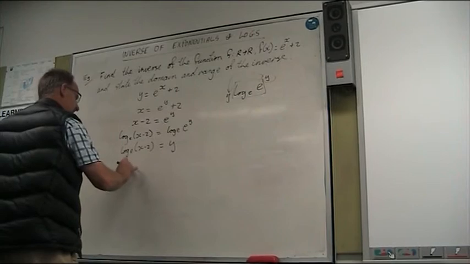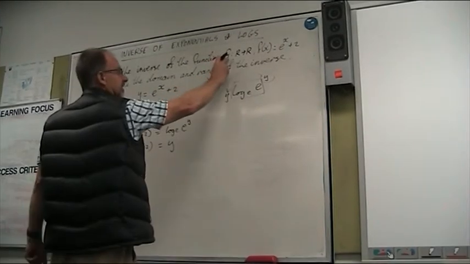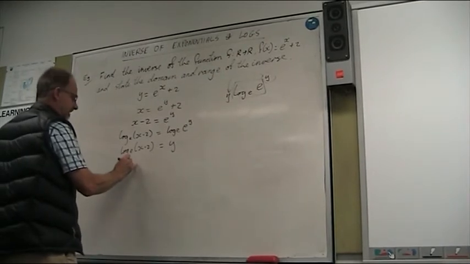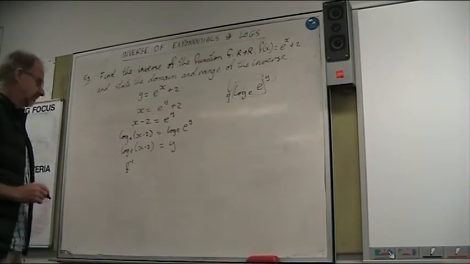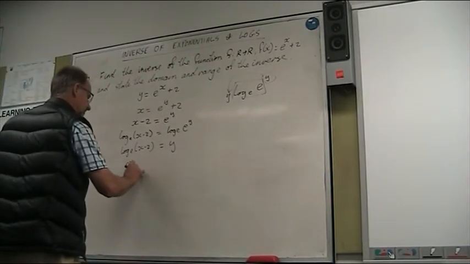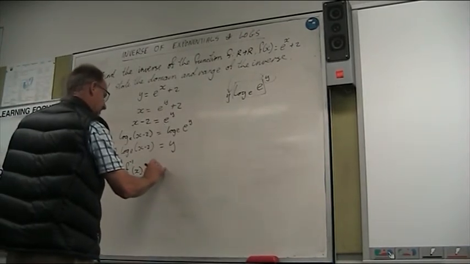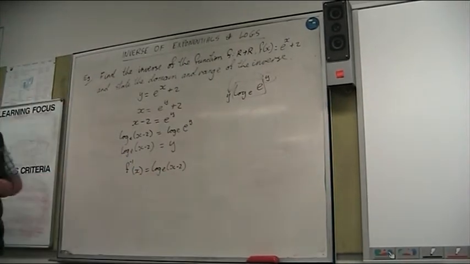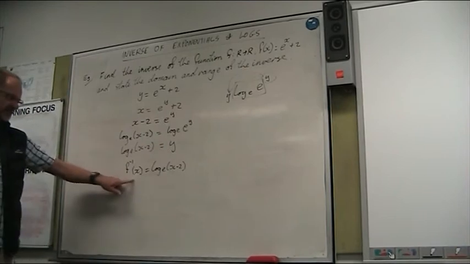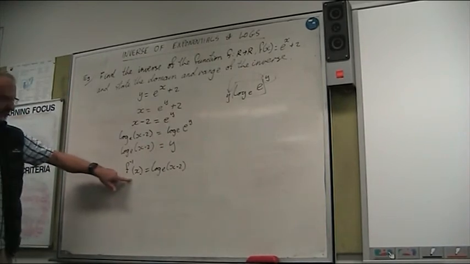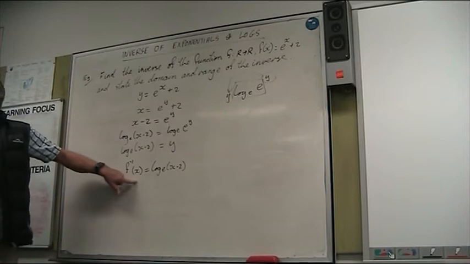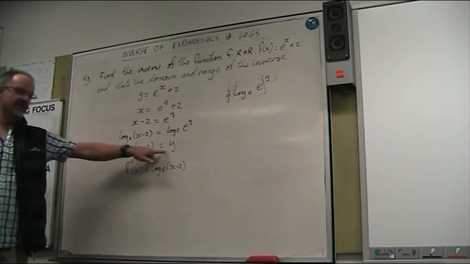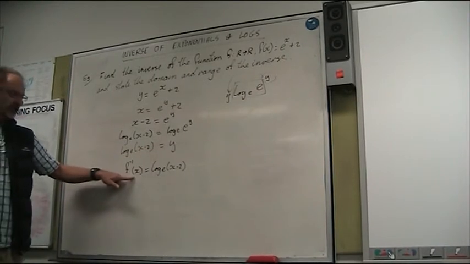So we need to write it in function notation. The inverse in function notation is f minus 1 of x, and that's log to the base e of x minus 2. It's important on the exam, if you just leave your answer like this and don't put this notation, you won't get full marks. And remember on the exams there's no half marks, so leaving it like that is going to cost you a whole mark.